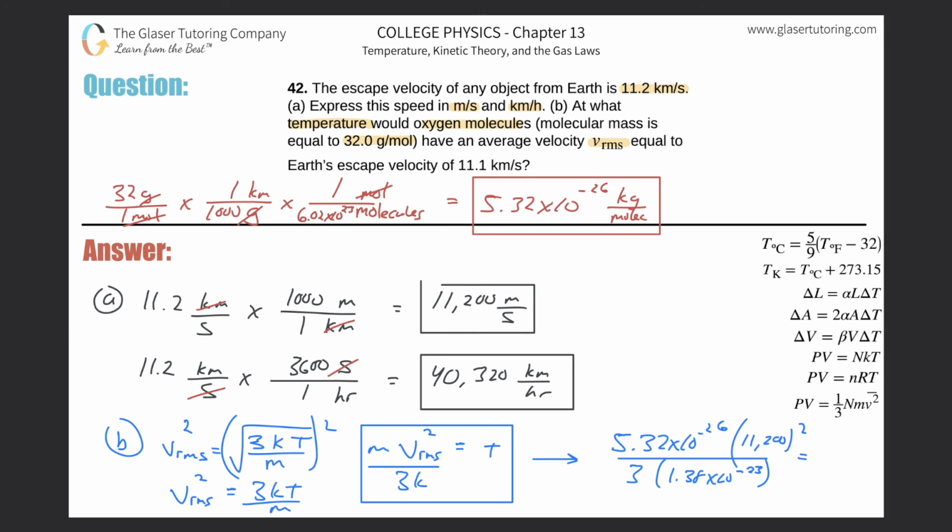And I get a value here of about, so the temperature here is going to be quite high. We get a value of 1.61 or so times 10 to the, what's that, 345. And that's in terms of Kelvin. That would be the temperature.